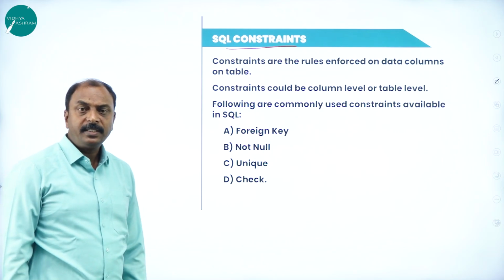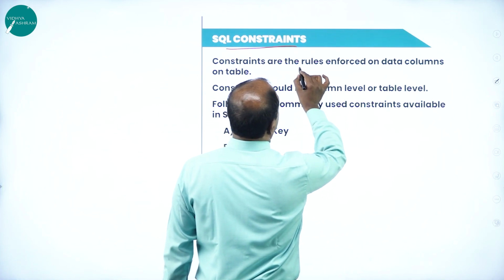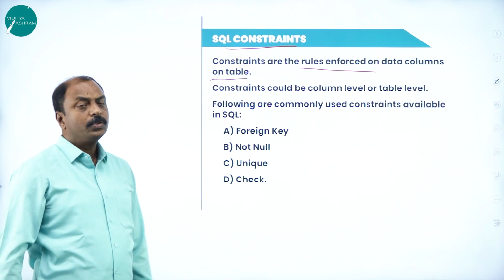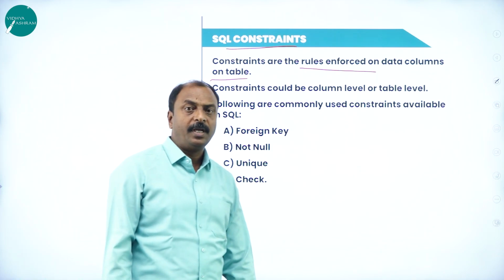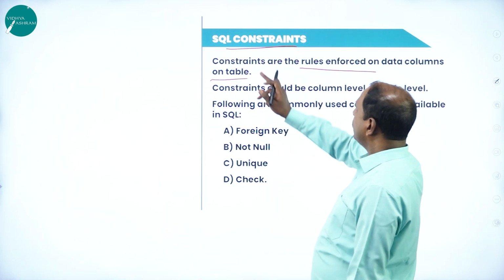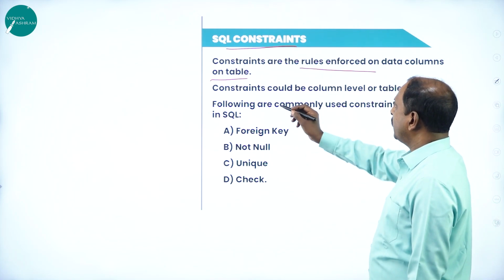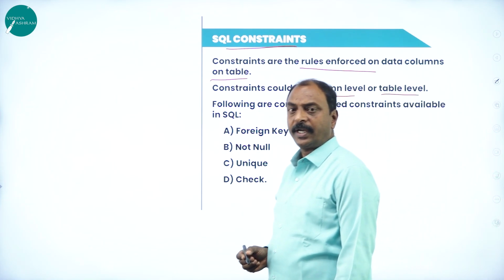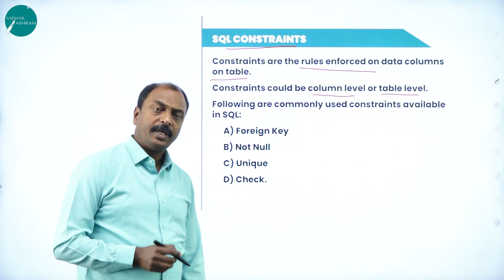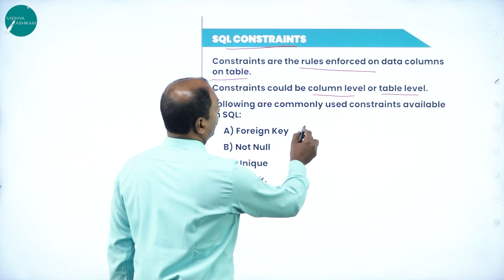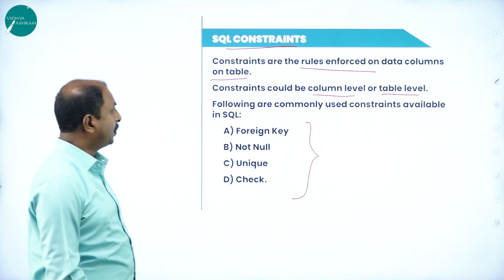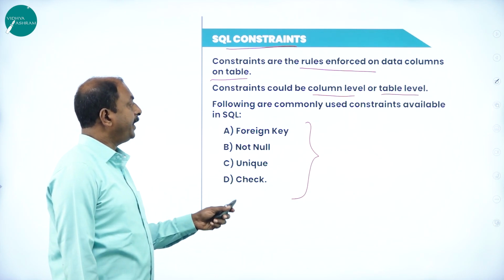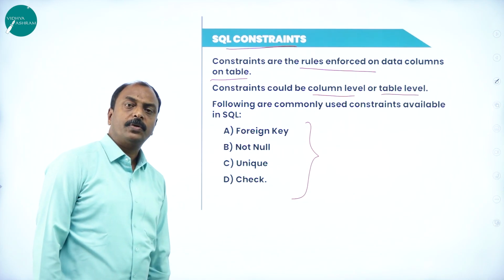See, what are constraints? Constraints are the rules enforced on data columns of a table. It is nothing but a sort of security for a table, and that is what SQL constraints are. Constraints could be column level or table level. So either we can have a constraint for a particular column or for the entire table. Following are the commonly used constraints of SQL: foreign key, not null, unique, and check. These are all different SQL constraints.